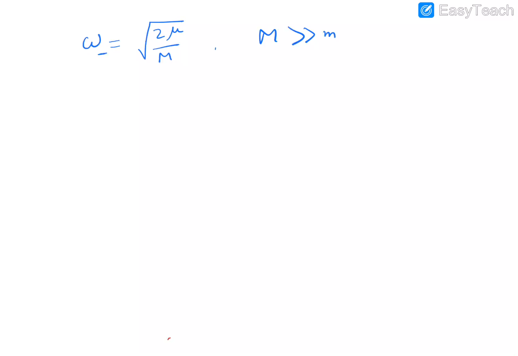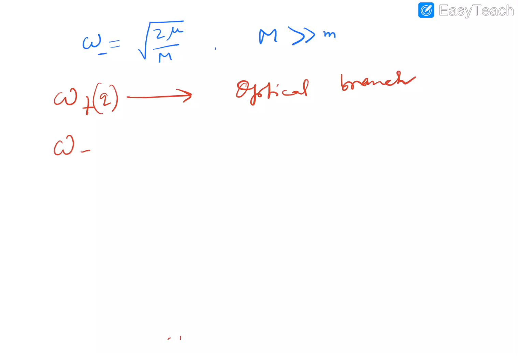So these are called two branches. One, the higher frequency one, is called the optical branch. Omega plus of q is called the optical branch. I'll tell you the reason. And omega minus of q is called the acoustic branch.